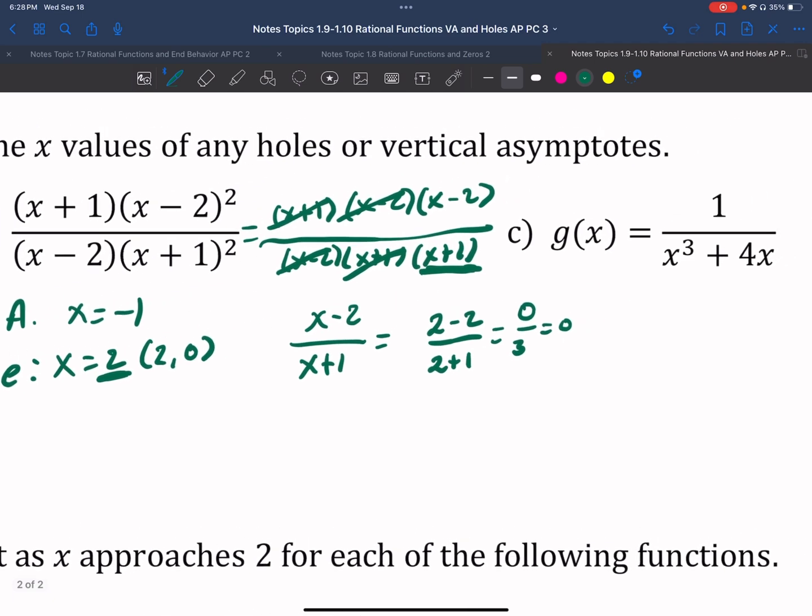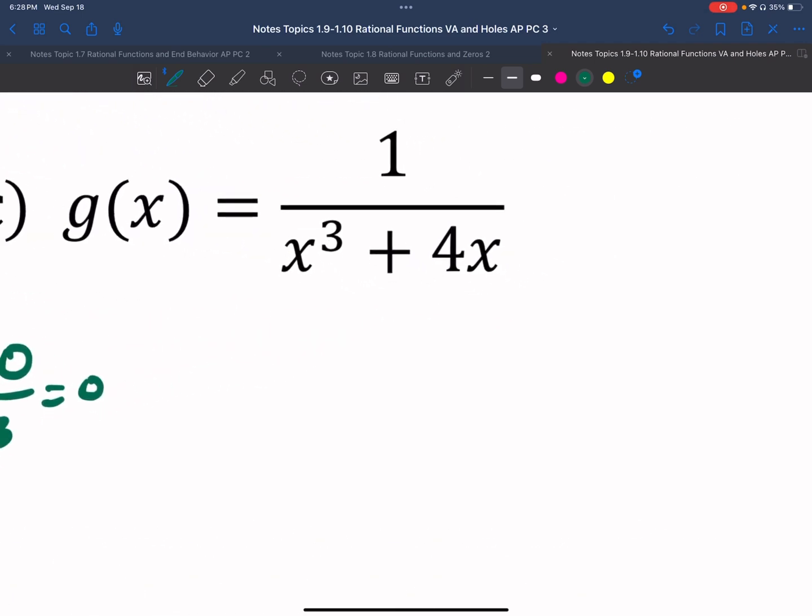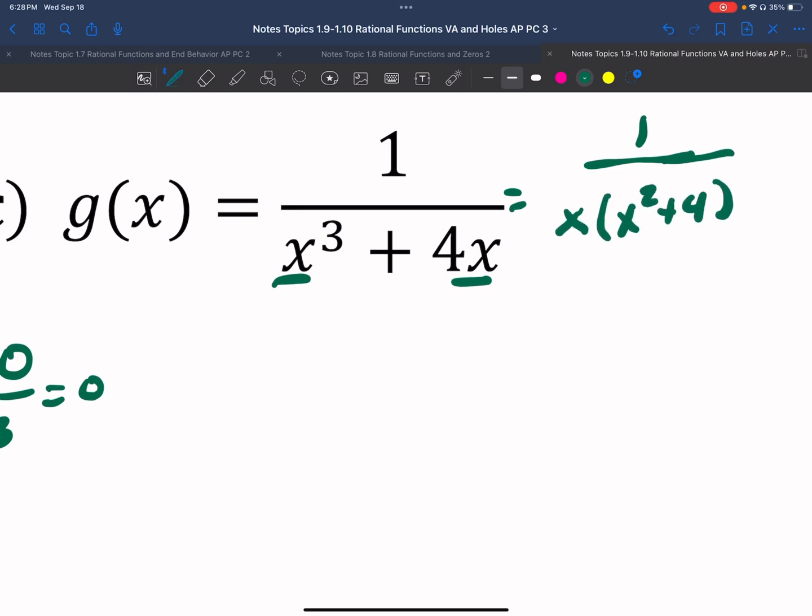Okay, hopefully that makes sense. Let's look at C. So for this one, it is not factored out. I do have to factor it out using the greatest common factor. So what is the greatest common factor between x cubed and 4x? It's x. So I'm going to pull an x to the front, and then I'm going to leave x squared plus 4 on the inside.